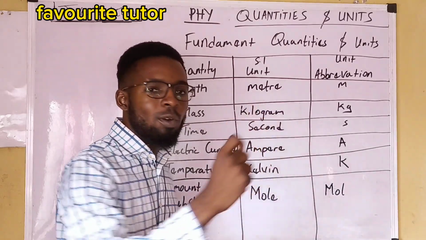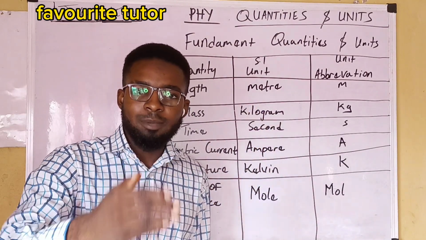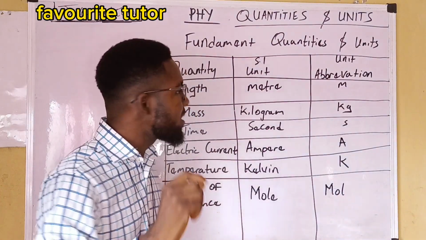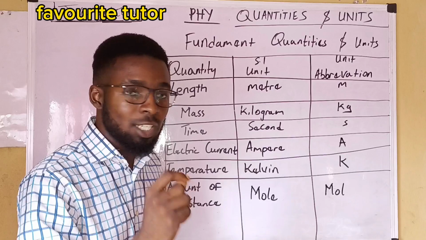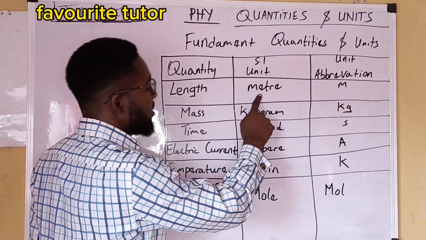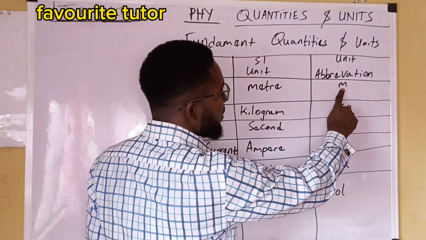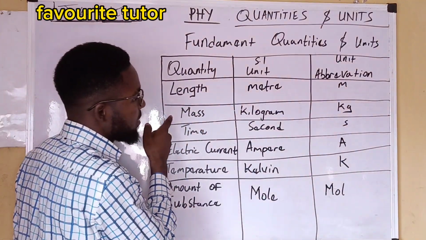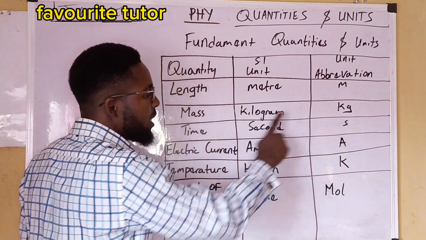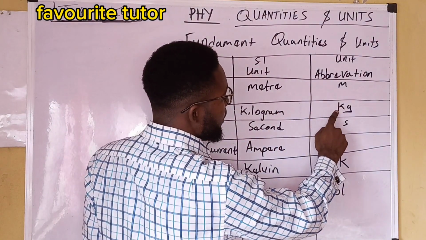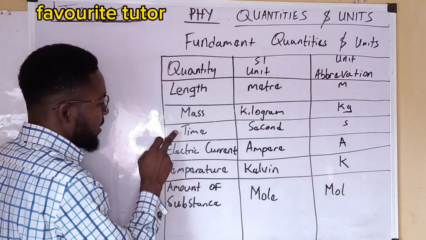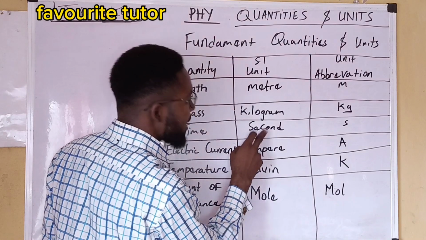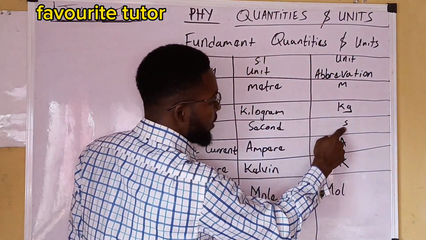Before, I told you that length can be measured in centimeter, kilometer, and so on. But the standard unit recognized internationally by scientists is the meter, and the abbreviation is m, small letter m. The next one is mass. The standard unit for mass is the kilogram, abbreviated kg. Time: the unit of time is seconds. That's the standard unit, and the abbreviation is s.